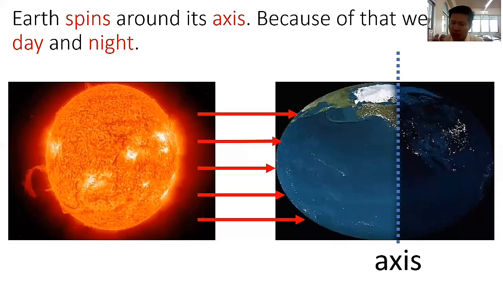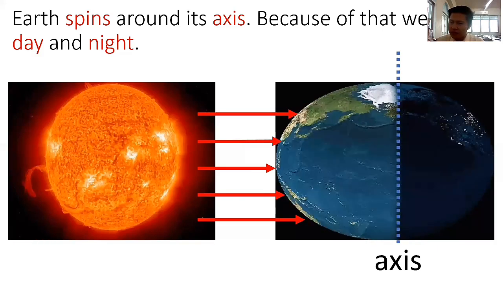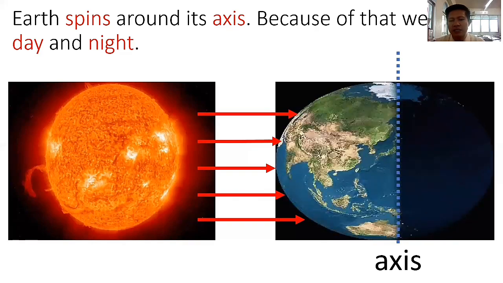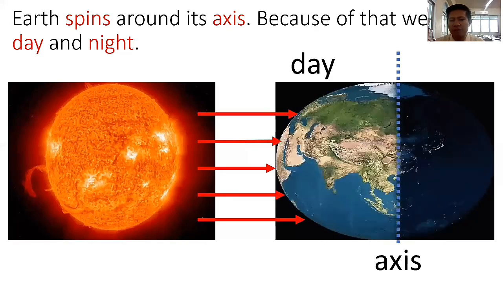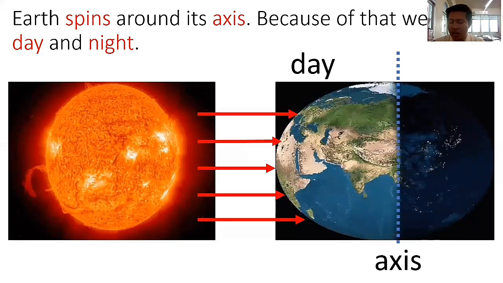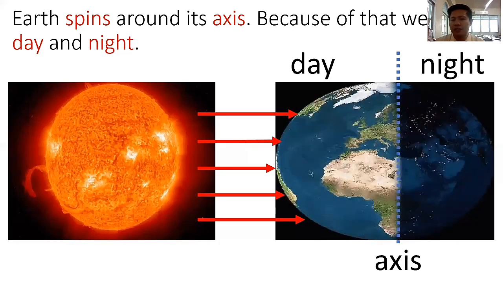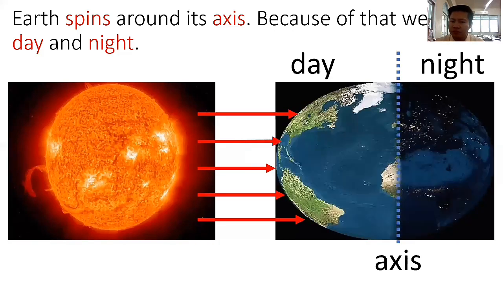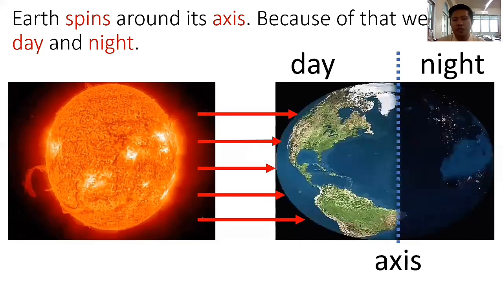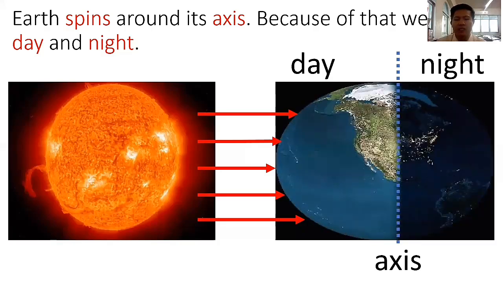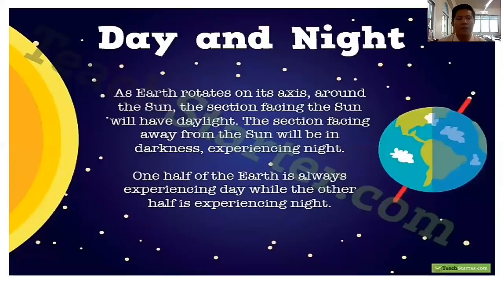So which one is day? Very good. That is on the left side. And how about the night? Yes, of course, at the right side. I hope that you really understand about this. That's why we have day and night. Let's continue. Repeat after me. Day and night.